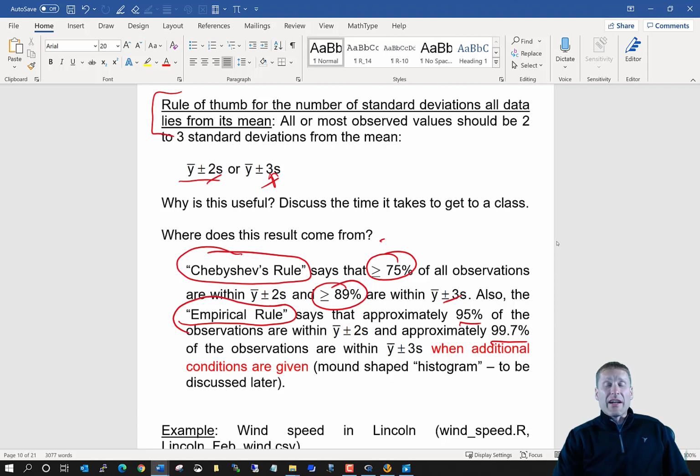Well, in order to get that increase, though, you have to make certain additional conditions. They need to hold true. We'll talk about that a little bit more later. But basically, the main thing right now to understand is that this is where this rule of thumb essentially comes from, a combination of these two different rules.